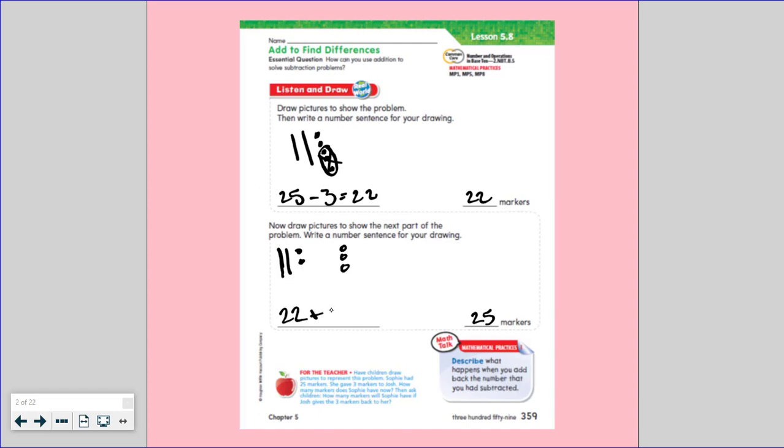Then we have to write a number sentence, so you should have written 22 plus 3 equals 25. Okay, so for the math talk question, it says, describe what happens when you add back the number you had subtracted. Well, you go back to the original number. If you take something away and then give that same thing back, you're going to have the same amount that you started with, right?